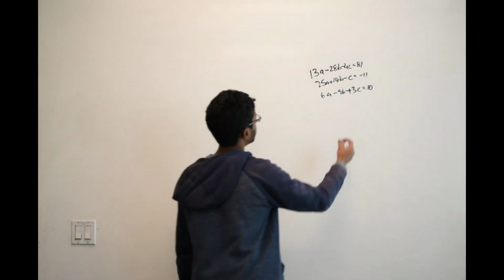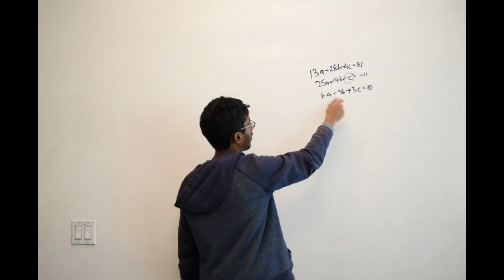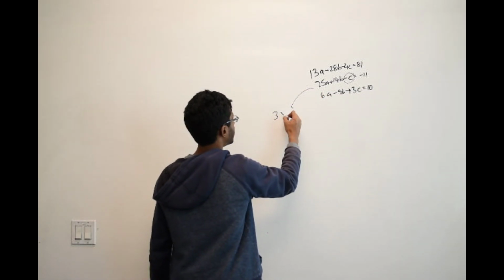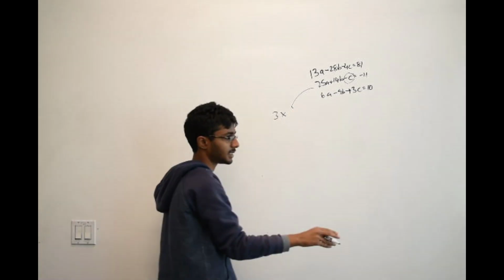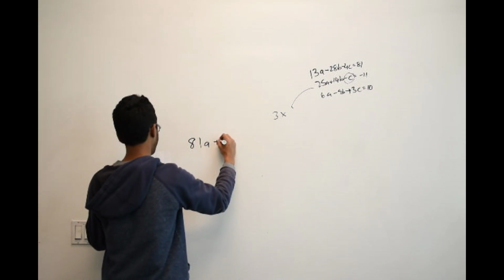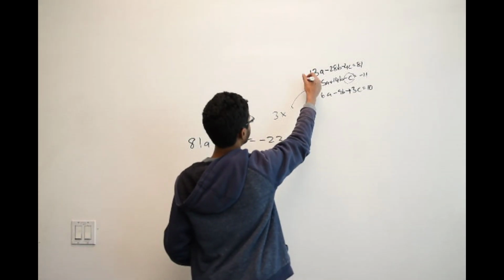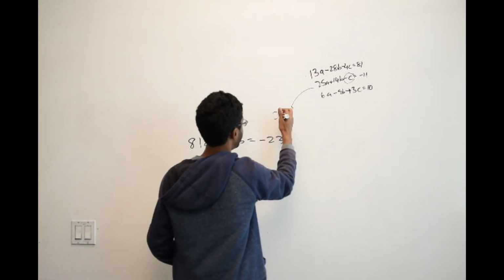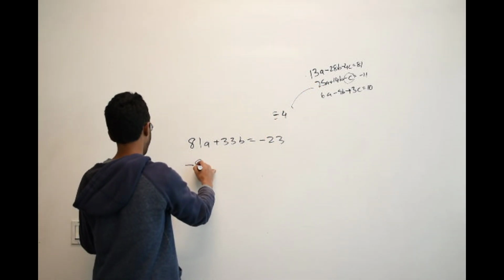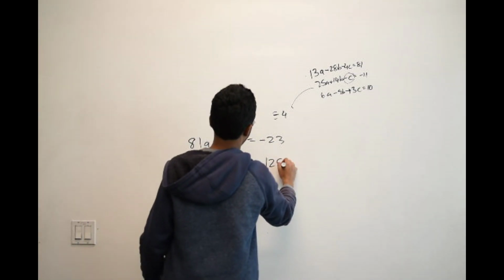And so the first thing you notice is that this c, its coefficient is negative 1. So we can use it to eliminate all the other c's in this equation. And so we can add 3 times this equation to eliminate the c. And when we do that, we're going to get 81a plus 33b equals negative 23. And for this equation, we can multiply it by negative 4 and subtract it from that equation. And when we do that, we're going to get negative 87a minus 84b equals 125.